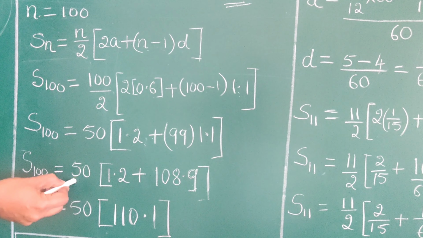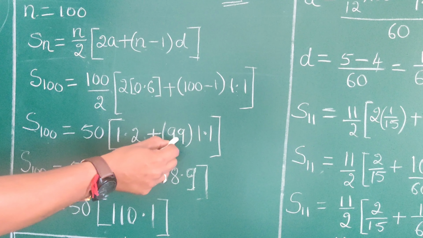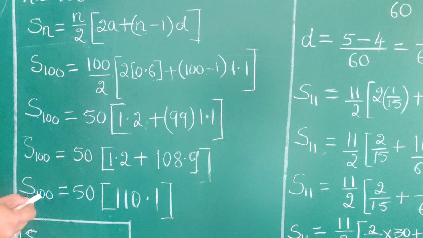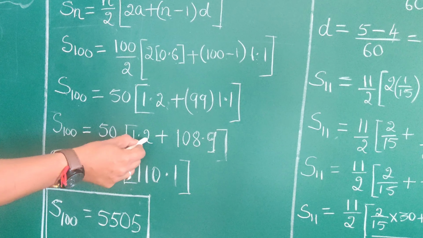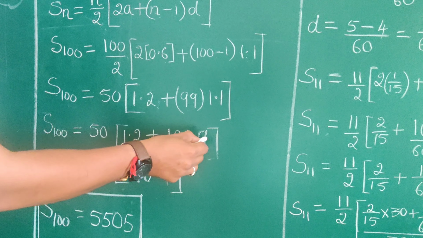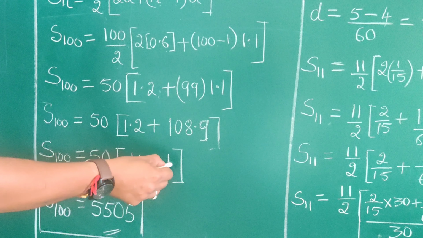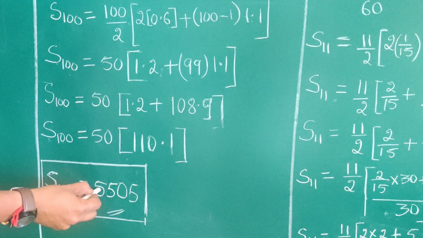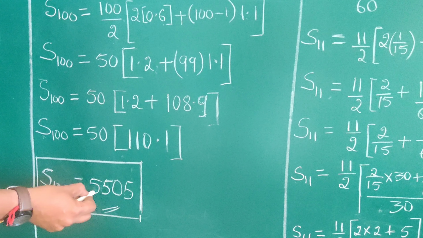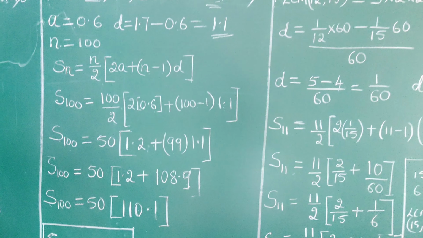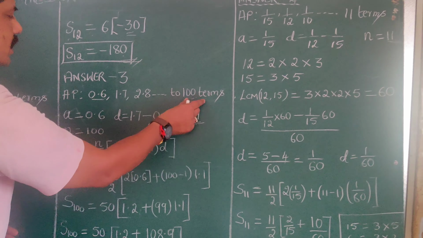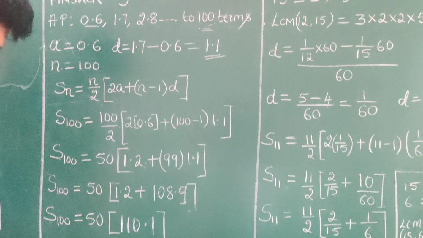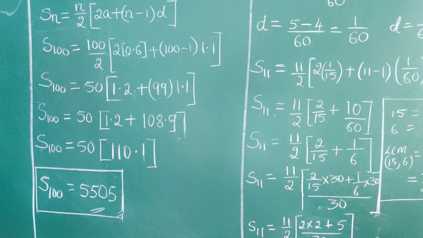S100 is equal to 50, kept as it is, 1.2 plus 99 into 1.1 is 108.9. S100 is equal to 50 into 1.2 plus 108.9 is 110.1. Now see that 50 into 110.1 is 5,505. Thus we get the sum of 100 terms of the given AP, which is 5505. Understood, children?